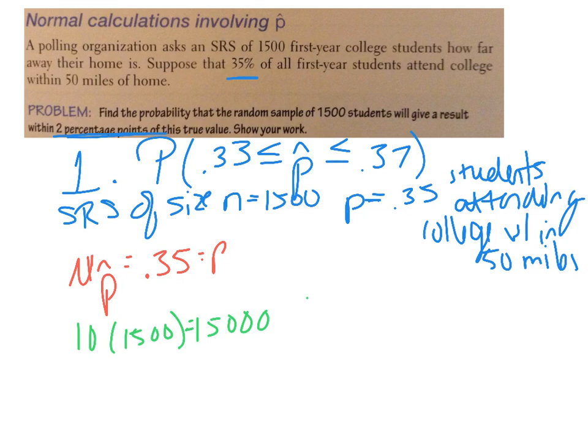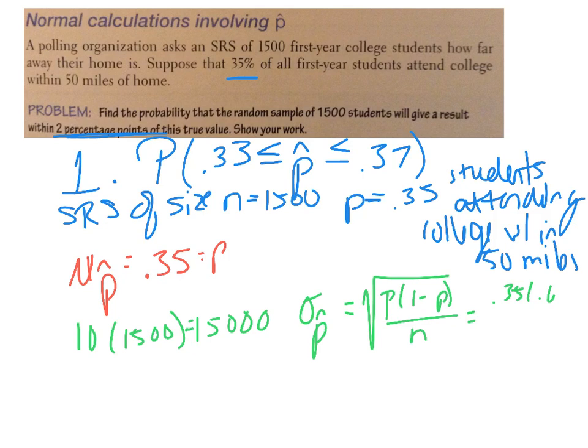If I'm looking at my standard deviation of p-hat, remember that is the square root of p times 1 minus p divided by n. So when I plug in those numbers, I get 0.35 times 0.65, which is 1 minus 0.35, divided by 1,500. Then I take the square root of that, and I get 0.0123 as my standard deviation.